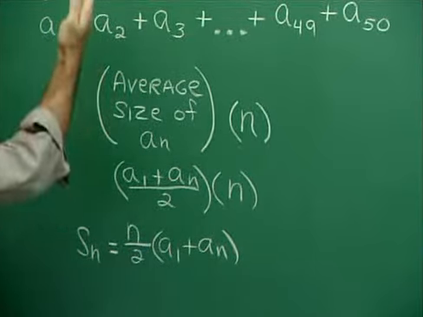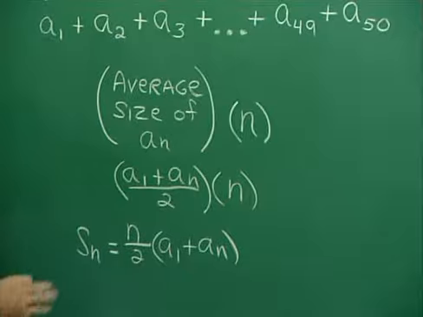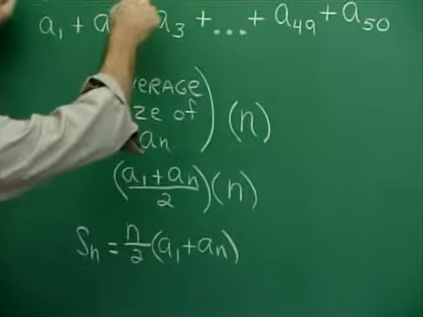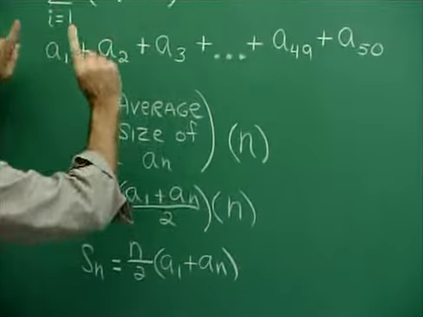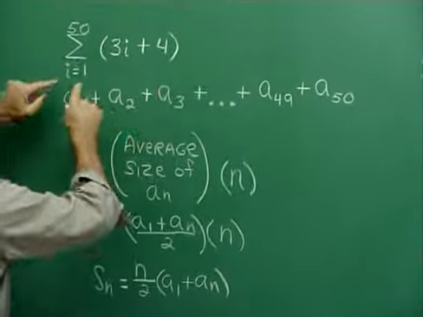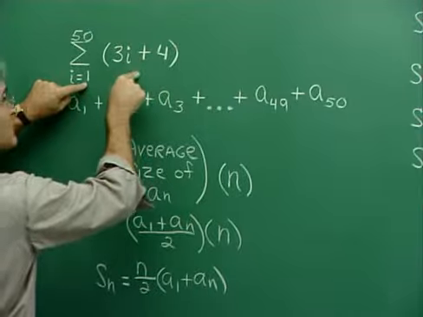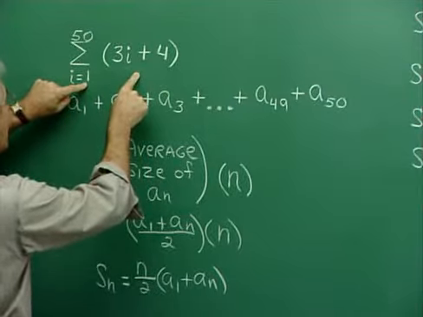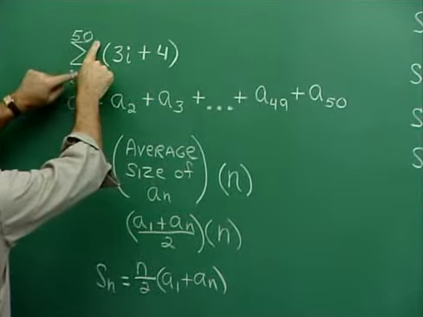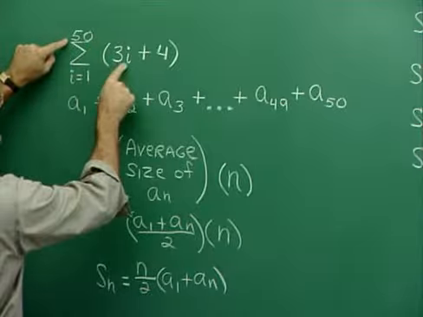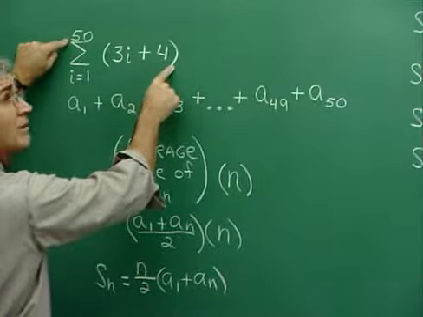Let's use the formula on this particular problem. Now we need A sub 1 and A sub n, so let's calculate that now. A sub 1, the first item in the sequence, would be, let's see, when I is 1, we have 3 times 1, 3, plus 4, that's 7. So A sub 1 is 7. A sub 50, the last item, you see, is, let's see, 3 times 50, 150, plus 4, 154.